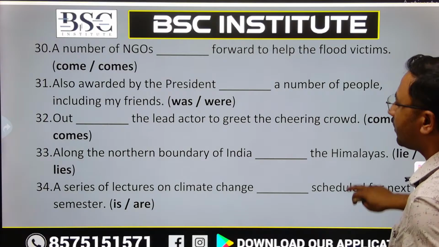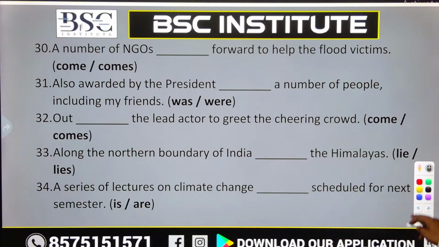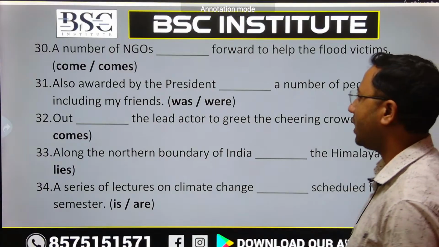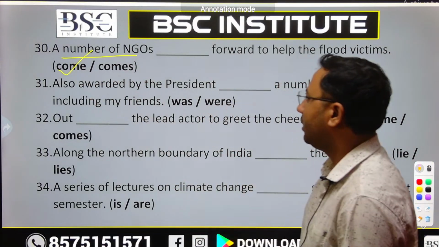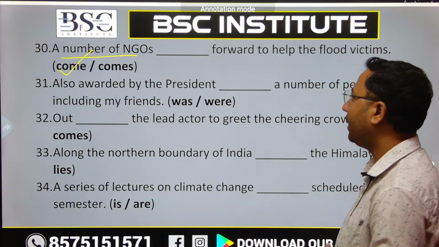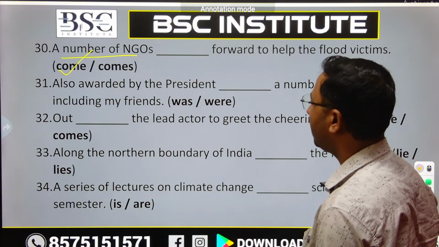Let's finish this page, then we will move to the next section. Okay, a number of NGOs, a number of is plural, so I cannot use comes, I have to use come. Next, also awarded by the president dash number of people including my friends.